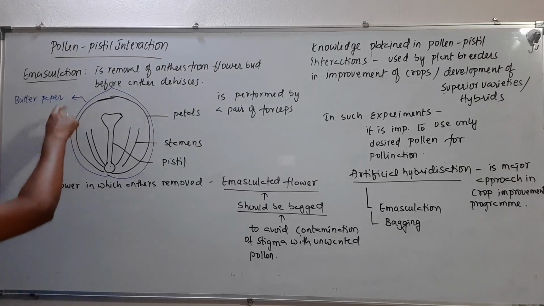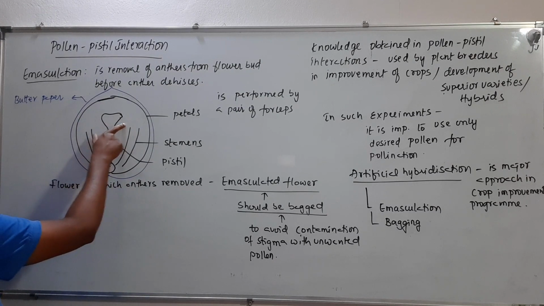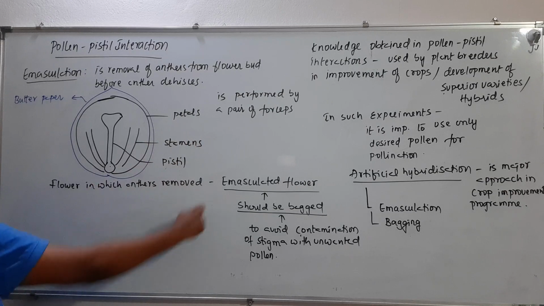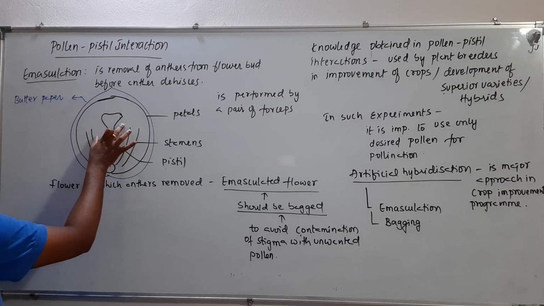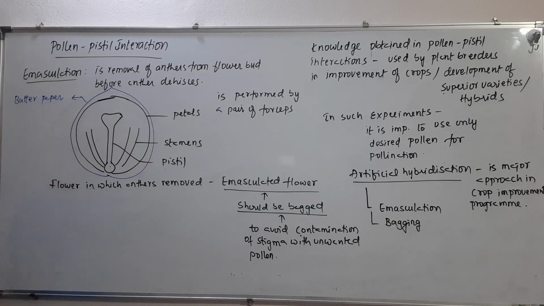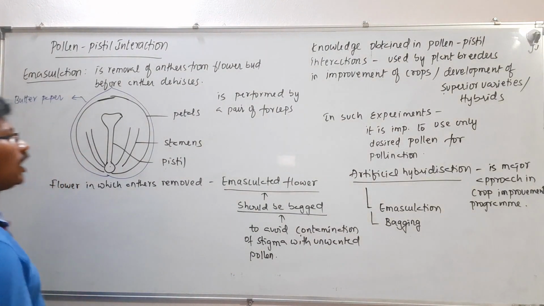Right. So first, in the process of artificial hybridization, we are going to remove the anthers with the help of forceps. Once that is finished, we call that flower an emasculated flower, and that emasculated flower will be covered by a bag, mostly like a butter paper, right, to prevent contamination with the unwanted pollen.